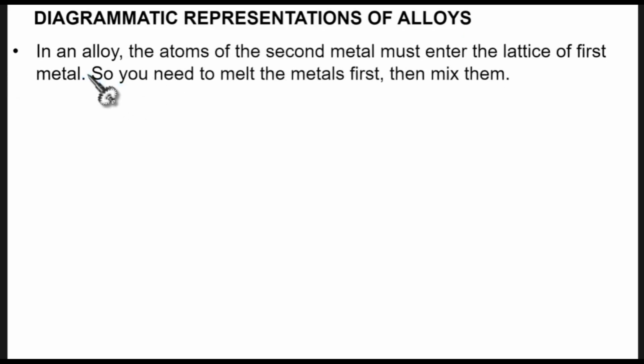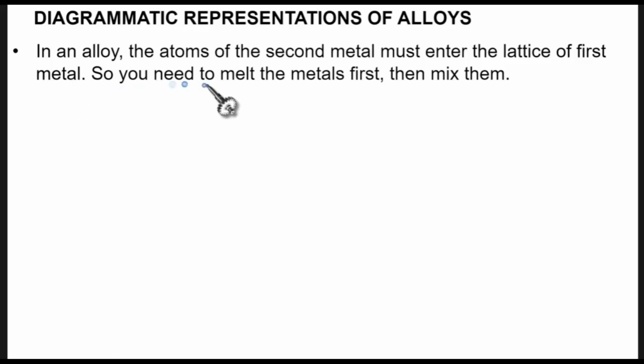An alloy, the atoms of the second metal must enter the lattice of the first metal. Remember, metals are arranged in a regular pattern, but whenever you are alloying them, the second metal must enter in between the atoms of the first metal.